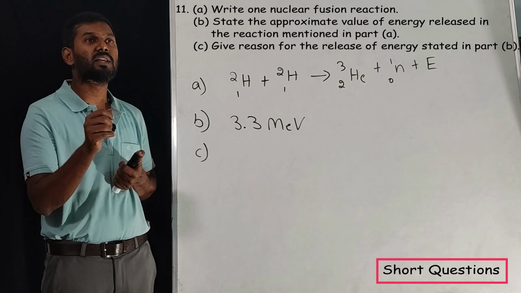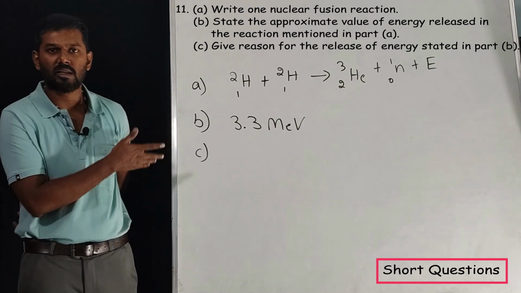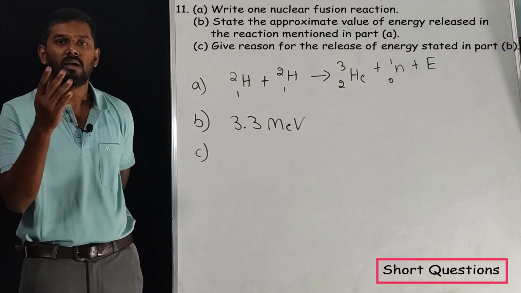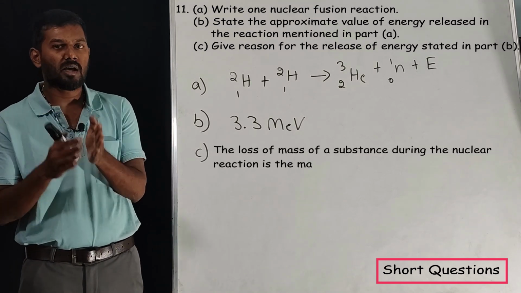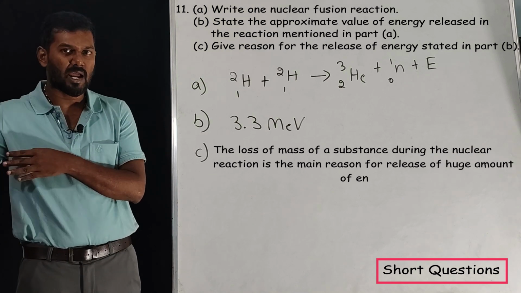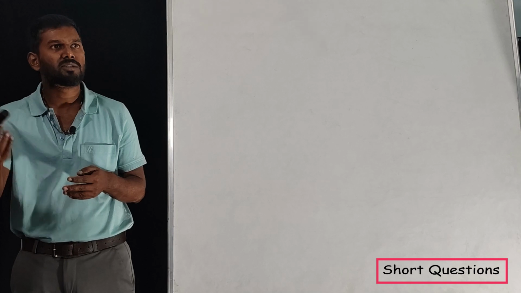Give reason for the release of energy stated in part B. This one we have learnt in another question also, correct? I already learnt. That's a very simple answer. The loss of mass of a substance on the product side is the main cause for the energy released. That's it. Our next question.